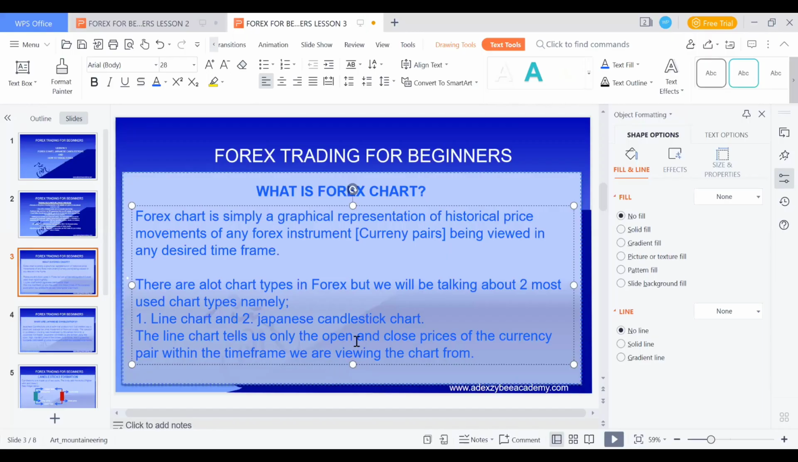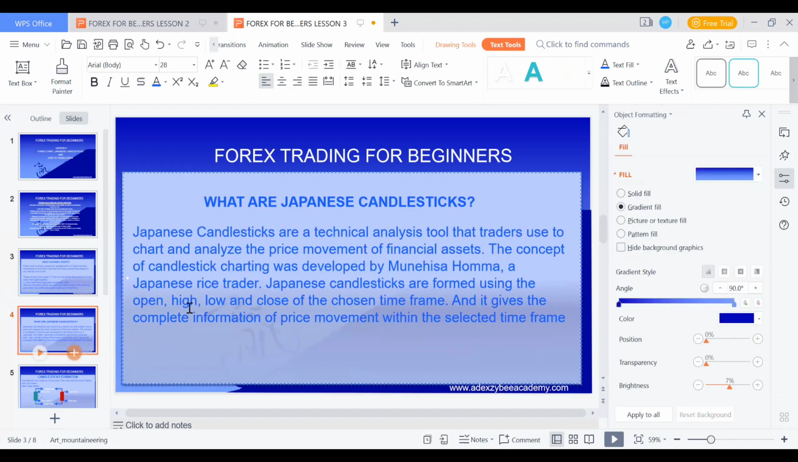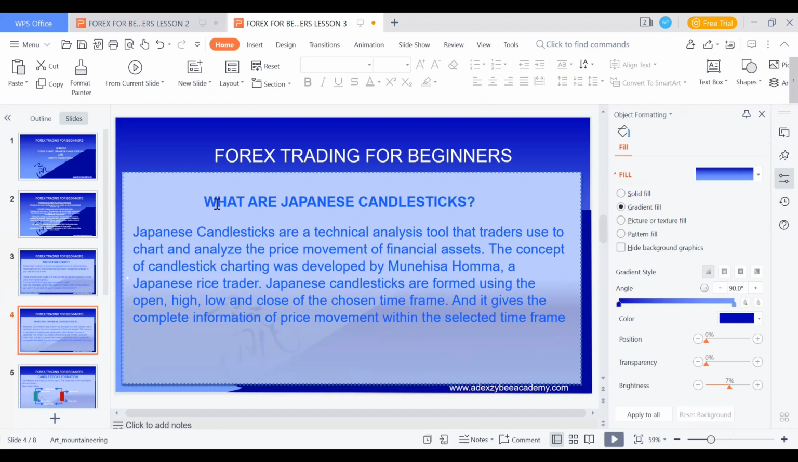All right, the line chart tells us only the open and close prices of the currency pair within the time frame we are viewing the chart from. I just explained that, and that's straightforward. Now, that is why we need another form of chart that can tell us more details about what happened during that time frame we are watching the chart from. Now, Japanese candlesticks are a technical analysis tool that traders use to watch charts and analyze the price movements of financial assets.